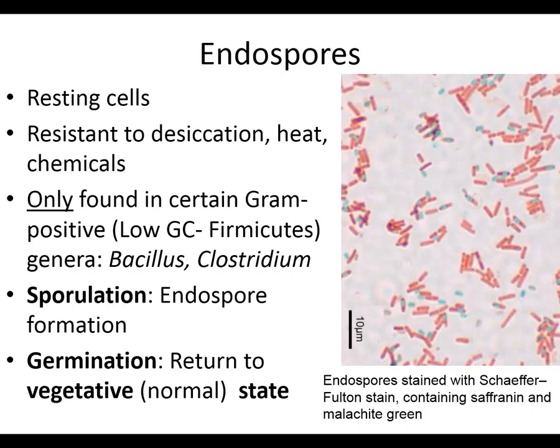We can see here that they're stained a little differently. They're stained with something called a Schaefer-Fulton stain, and that requires malachite green. And malachite green has this sort of green color. And you can see that these spores are occasionally floating out by themselves, but a lot of them are sitting like little bubbles inside the little bacteria. Can you guys see that in the picture? See that okay? So these things sit inside the bacteria.